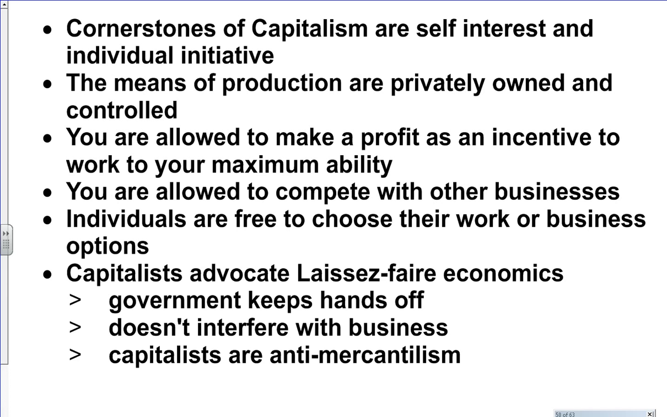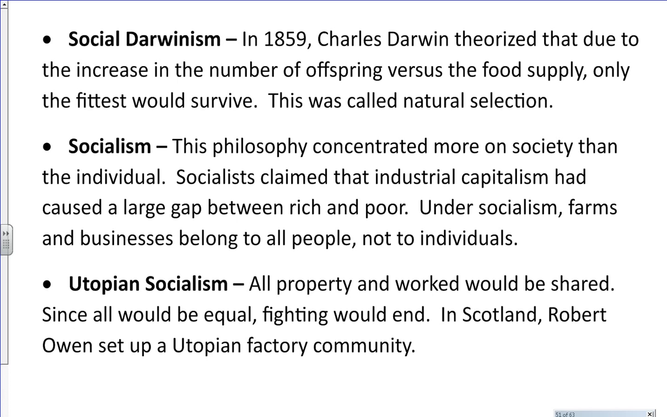Capitalists are actually anti-mercantilists. Even though a lot of them made a ton of money off the mercantile system, they were anti it because it was way too government regulated for their tastes. Okay. Some other things that came out of this lead to a bunch of other economic theories, or maybe even just the watering down of capitalism. One of the early ones is called social Darwinism. What it is, you took the ideas of Darwin's theory of evolution and you apply it to business.